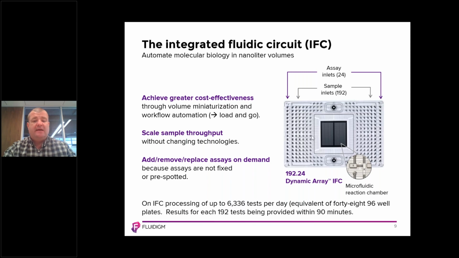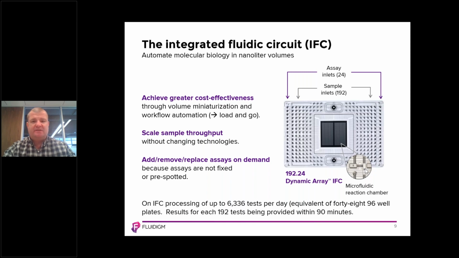These are shown on the left and the right-hand side of the square in the middle of the IFC. Further to this, we have 24 assay inlets. These are shown at the left and the right-hand side of the IFC. And so per IFC, we are able to look at 192 samples across all 24 assays in parallel. And that's what this microfluidic reaction chamber image is showing you. Every sample will see all 24 assays.